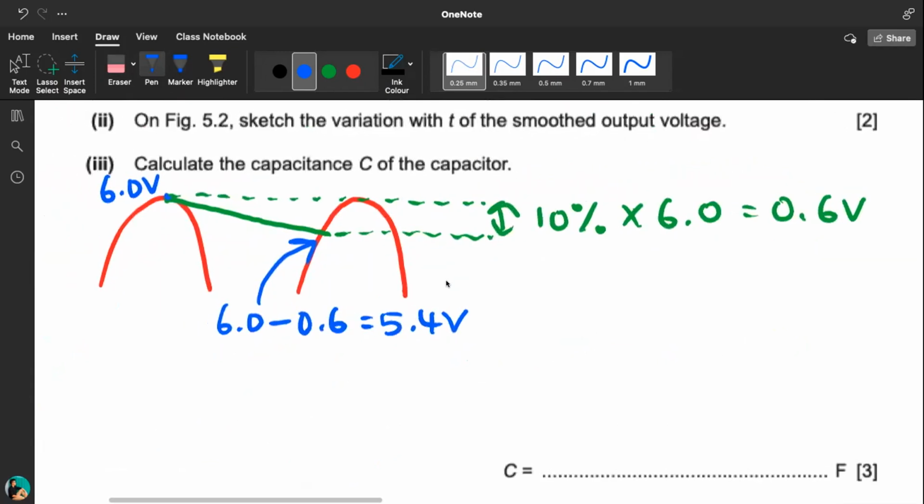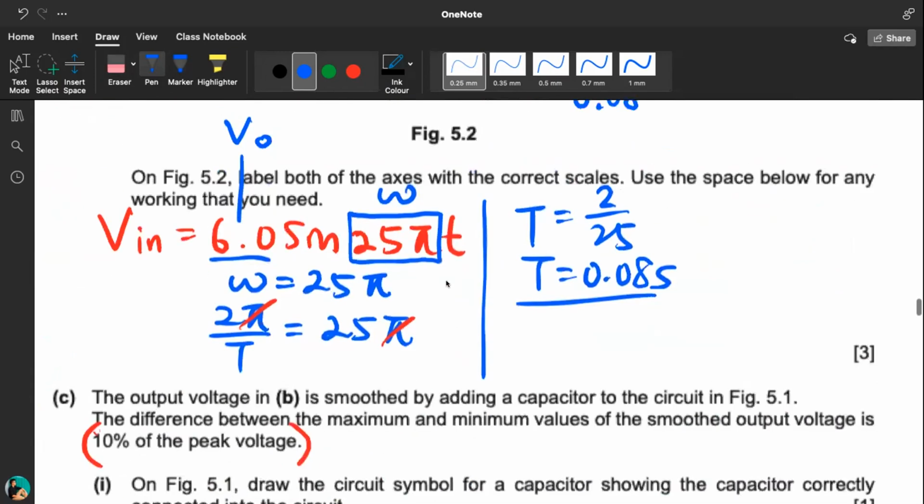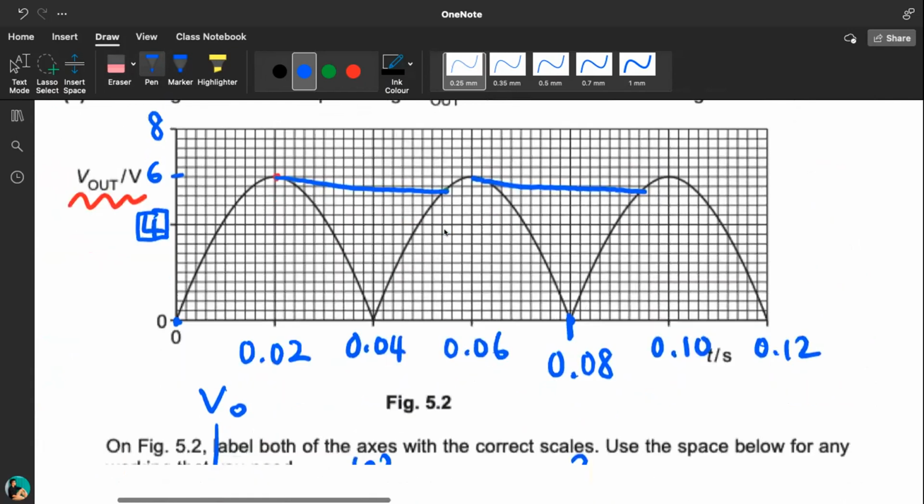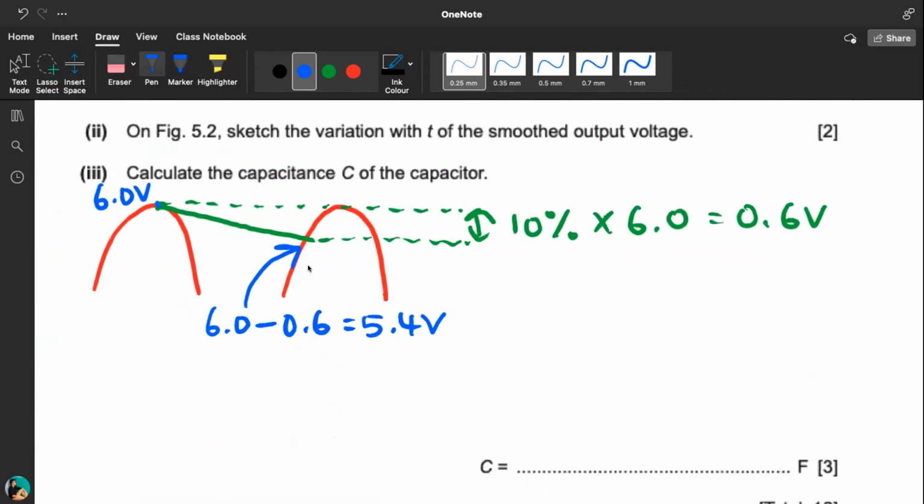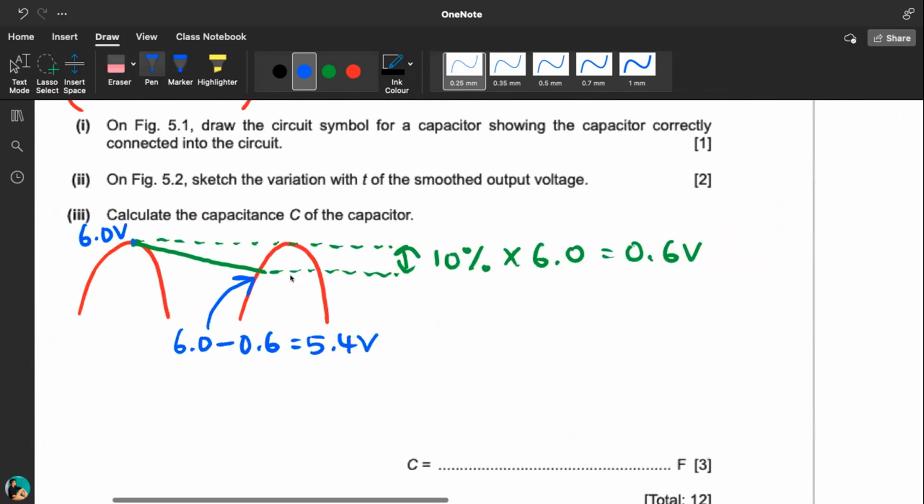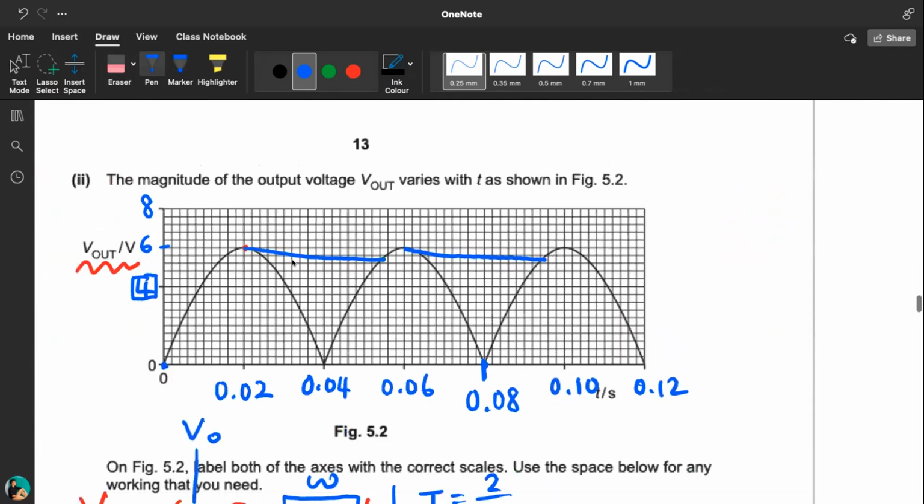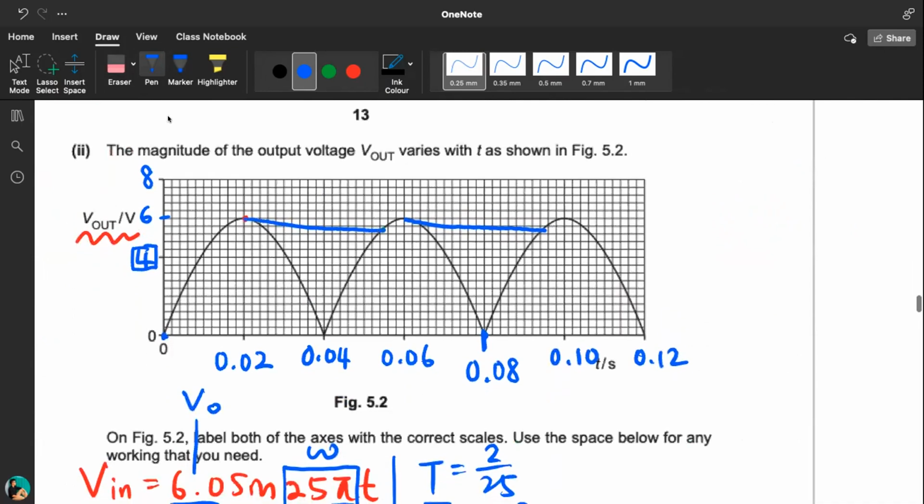Number 3, calculate the capacitance of the capacitor. Now, capacitance of the capacitor, so we got the formula Q equals CV, but then there's no Q given here. We cannot use that one. Instead, since a graph here is given, we have the discharge time. Can we get the discharge time? We have the voltage-time graph.